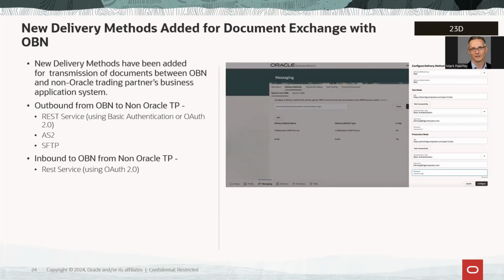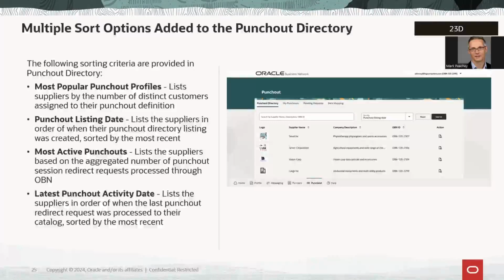As I mentioned earlier, we did introduce a bunch of new delivery methods. These are all targeted at non-Oracle trading partners, because we know that they're running a variety of systems and need different capabilities in terms of how they can receive documents and also send those back into OBN. So as I say, we introduced support for these in order to give those non-Oracle trading partners greater flexibility.